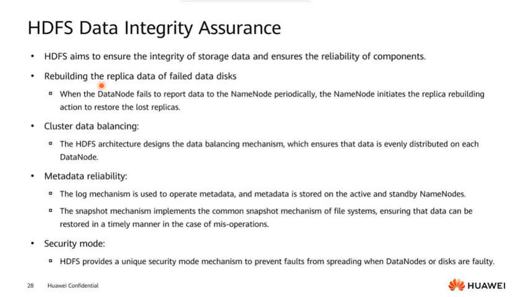The main function of HDFS is to ensure the integrity of data, and it implements different mechanisms to ensure the reliability of components. First, HDFS supports rebuilding of the replica data on failed data disks. When the data node fails to report data to the name node periodically, the name node initiates the replica rebuilding action to restore the lost replicas. Second, HDFS supports cluster data balancing. The architecture of HDFS has a data balancing mechanism, which ensures that data is evenly distributed to different data nodes.